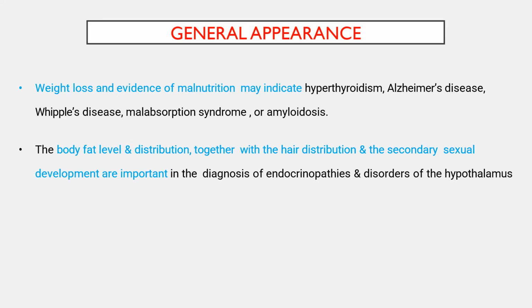If the patient is having abnormal fat distribution, abnormal hair distribution, and decreased secondary sexual characteristics, these also indirectly indicate endocrinopathies, because the pituitary and hypothalamus regulate endocrine gland secretion. So whenever lesions are present in the hypothalamus or pituitary, they also cause these kinds of symptoms.